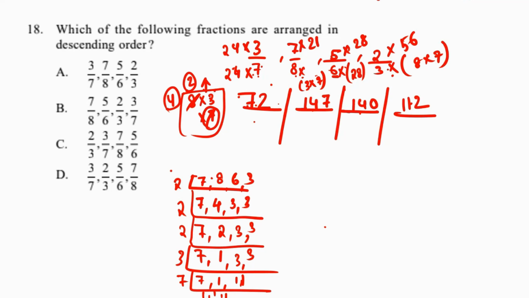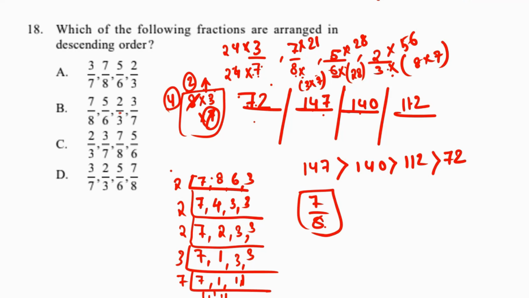Now we just have to arrange the numerators that we have found in descending order, big to small: 147, 140, 112, and 72. 147 means 7 by 8 is the starting fraction, and that gives us our answer, which is option B.